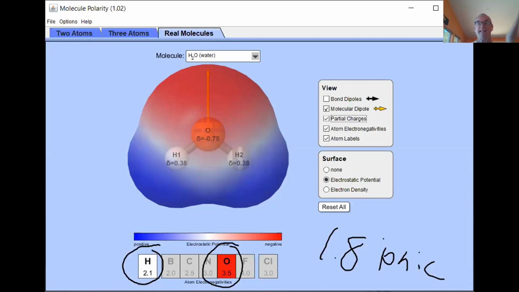And so it's because I have sides of the molecule that A, it's not symmetrical, and B, it's now polar, because I have sides that are different. And that's basically all polar means. I have different sides. Because of the shape, I have different sides of the molecule. In water, I definitely have two different sides.